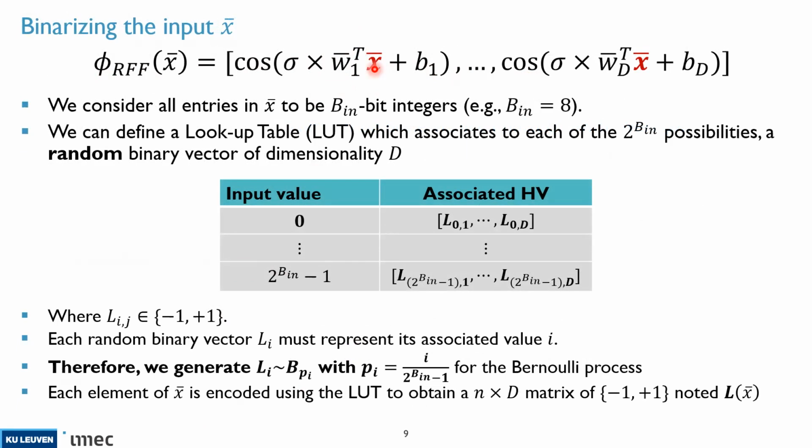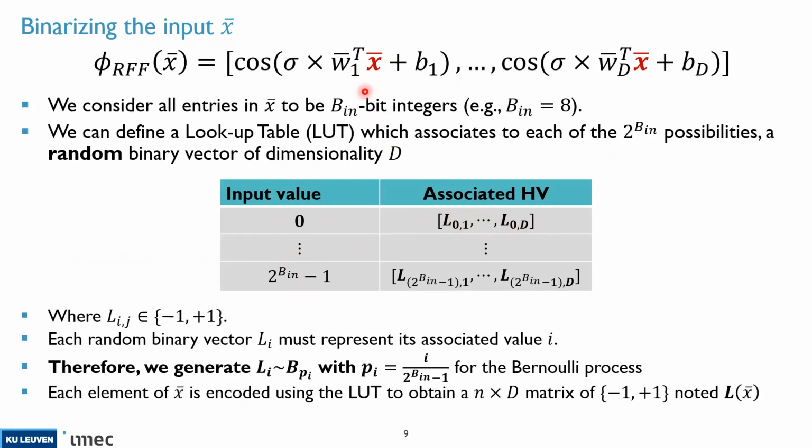And so in this case, what we do is that we adopt the standard strategy adopted also in the spatial code architecture, where we initialize a lookup table that associates to each possible value of each element in this x vector a hypervector that is initialized randomly, so a hypervector of binary elements, +1s and -1s.